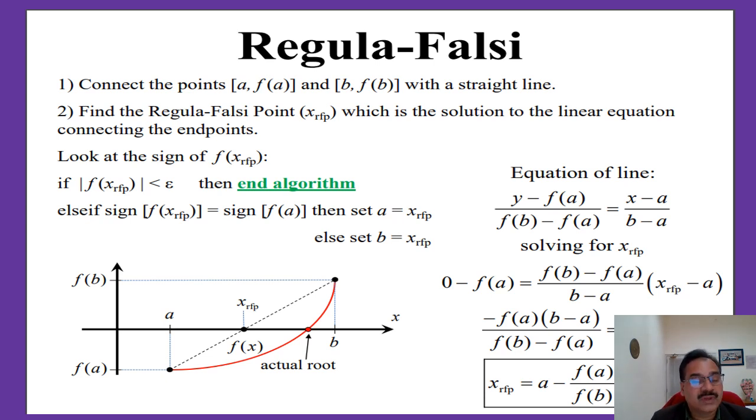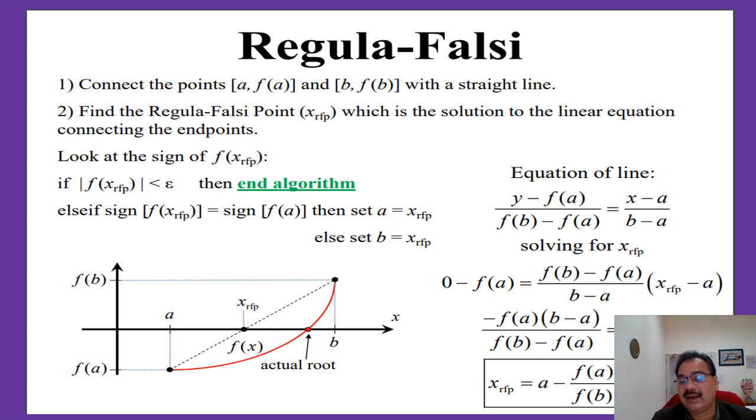So now if the modulus of f of x of RFP is less than epsilon, what is this? It is small but positive. If this is small and positive, then the algorithm ends. We can write the sign of f of x of RFP, what will it be? It will be the sign of f of A. Okay, so for the sign of f of A, we can say that a is equal to x of RFP, and b is equal to x of RFP. It can be on this side or on this side, it can come on both sides.